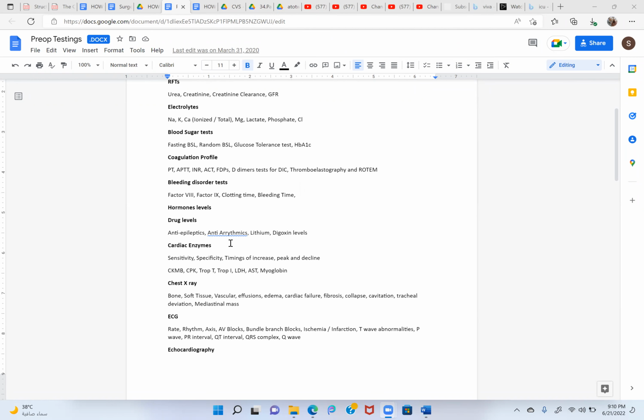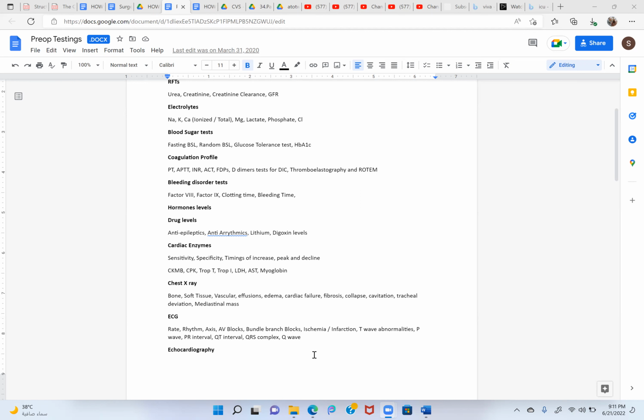If you have a patient with epilepsy, in your answer you should add anti-epileptic medication levels, like the level of phenytoin. This is an important thing. Digoxin level, lithium level also, if the patient is taking them, because they have a narrow therapeutic index.